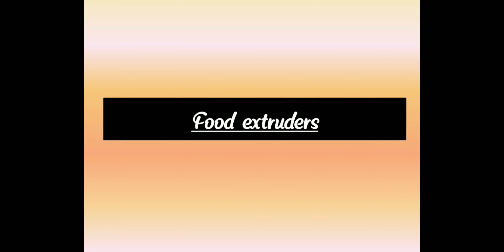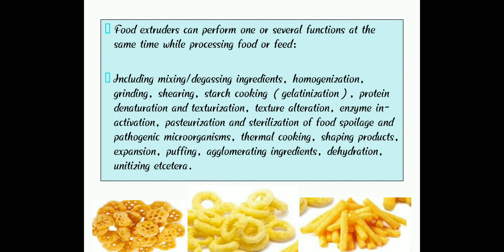Then we will see food extruders. A food extruder can perform one or several functions at the same time while processing food or feed, including mixing and degassing ingredients. Different types of processes occur during extrusion. Mainly homogenization, which means we mix the material thoroughly. Then grinding, shearing, and starch cooking, that is gelatinization, also occur inside the shell or barrel.